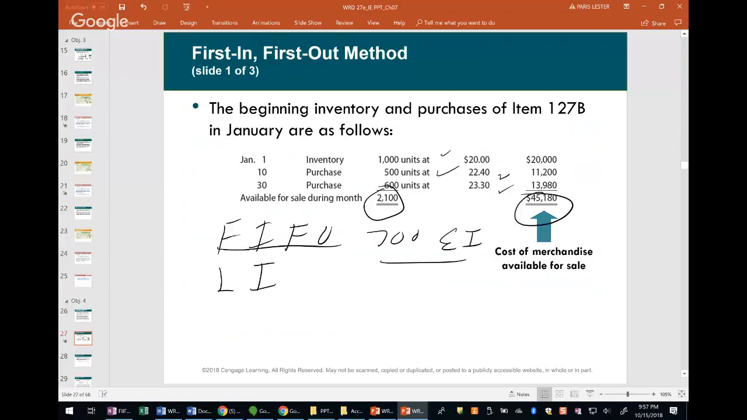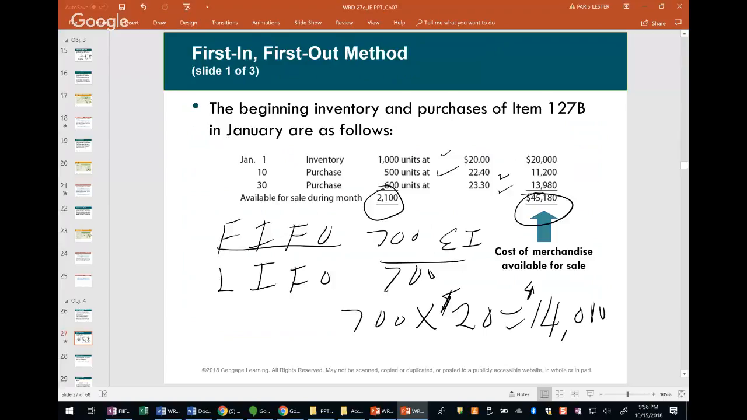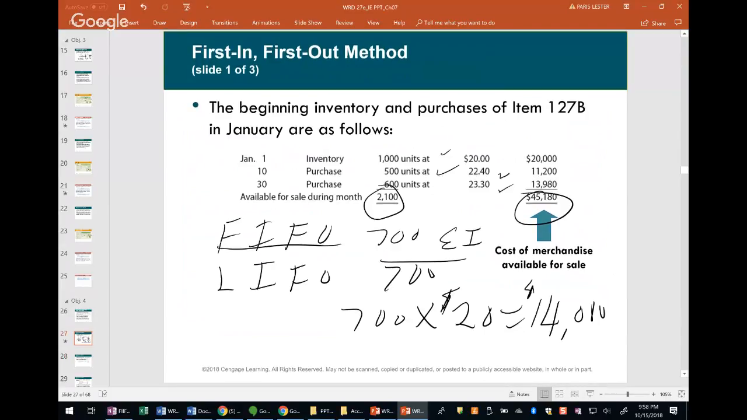If this were LIFO, what 700 would I have left? Hey, you're catching on, Ryan. And that would be 14,000. Okay. All right. So it works the same as LIFO and FIFO do, but you don't have to take it after every sale and every purchase like you do in perpetual. And the average is real easy.